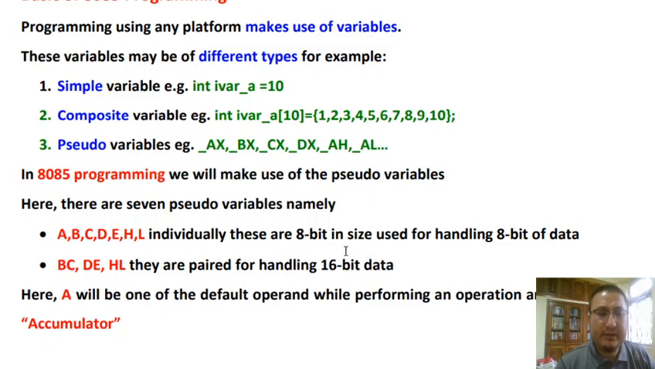So the register pairs are BC, DE, and HL. These are the three register pairs that can be used for handling 16-bit data. One of the most important things you need to note here is that in any operation that you perform, A will be considered one of the default operands, and it is called the accumulator.